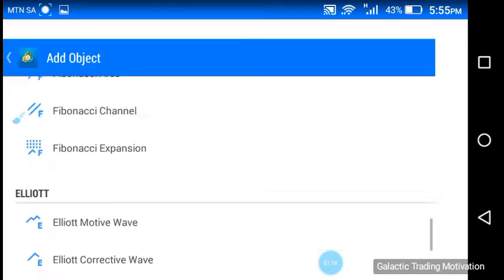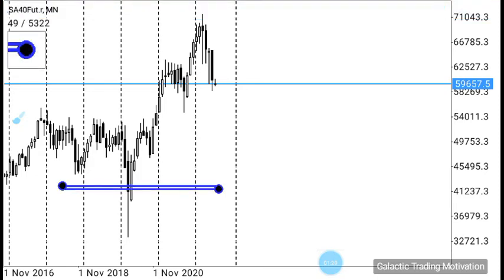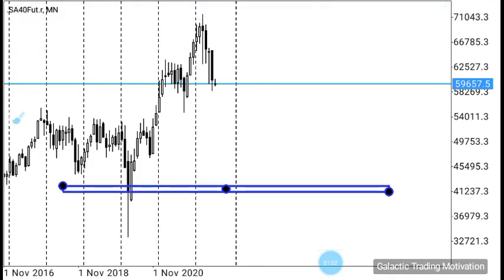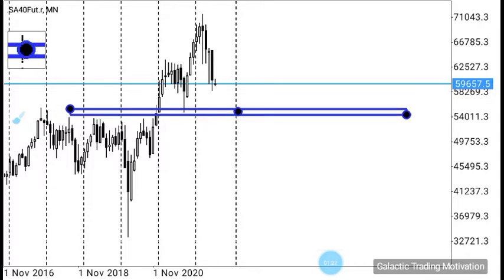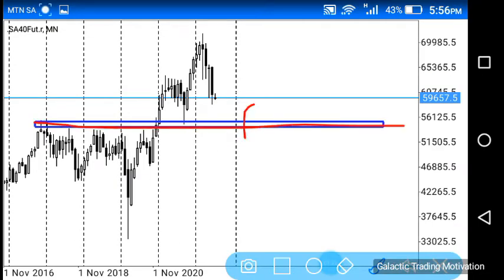So what I'm going to do now is add a line to that structure so that we don't forget the fact that we have a very strong area of support over here, and that what may happen in the future is that price may come down to this level again, and we will likely look for further buying opportunities, right?